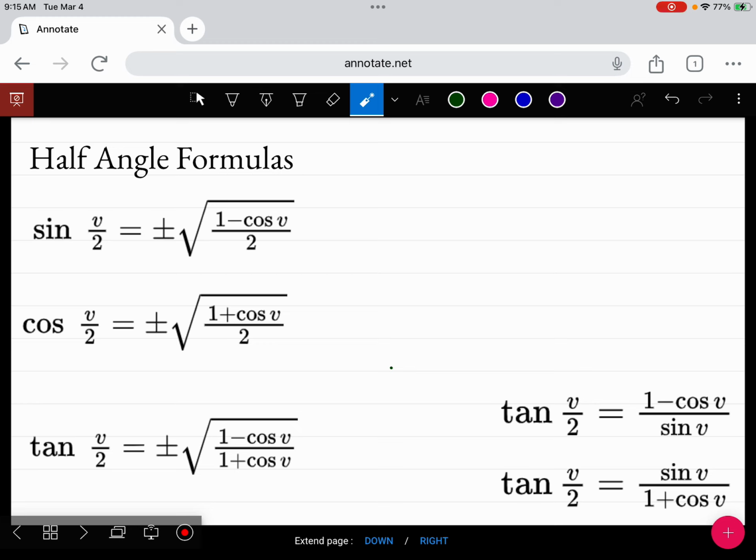What's up? For the tangent one, though, I don't think I was listening. I think I was just writing.